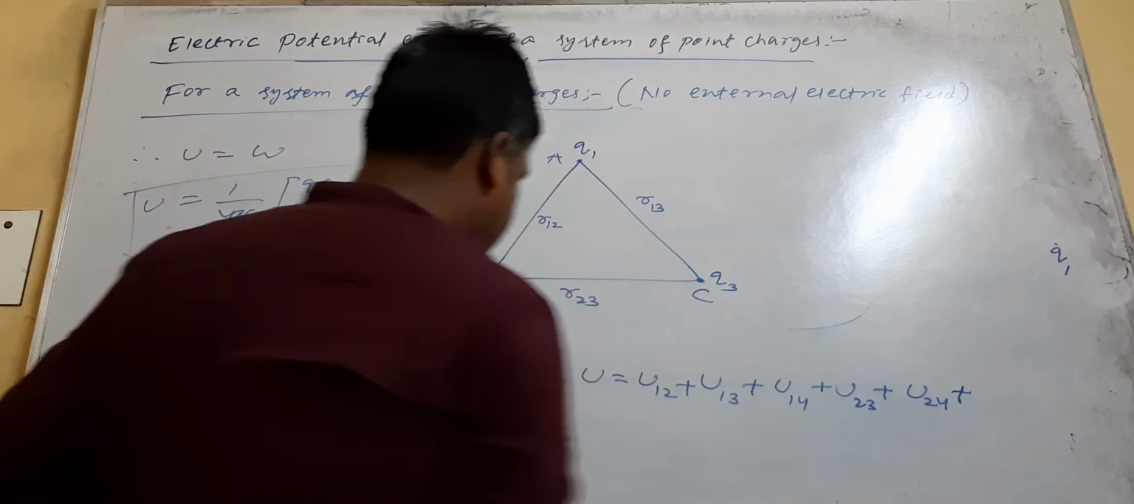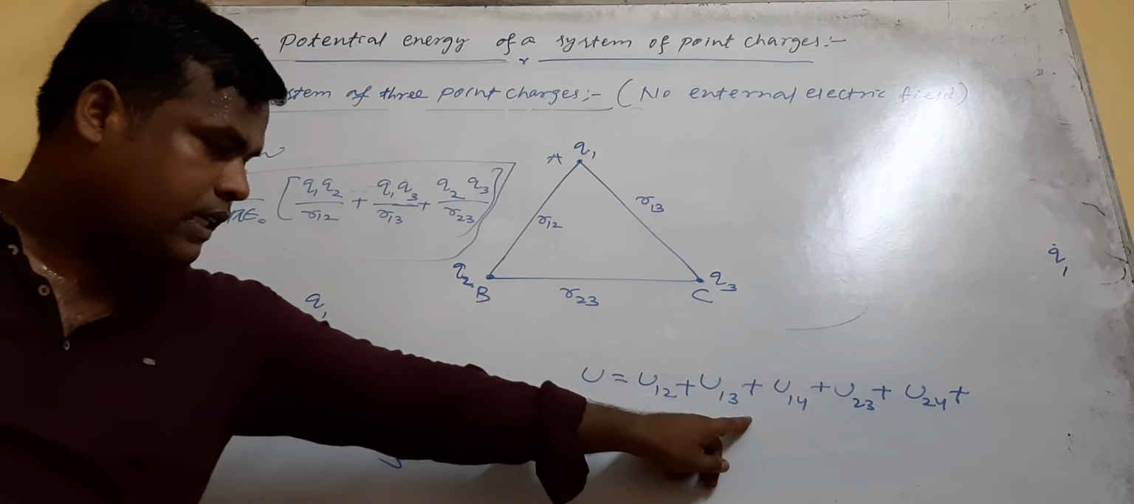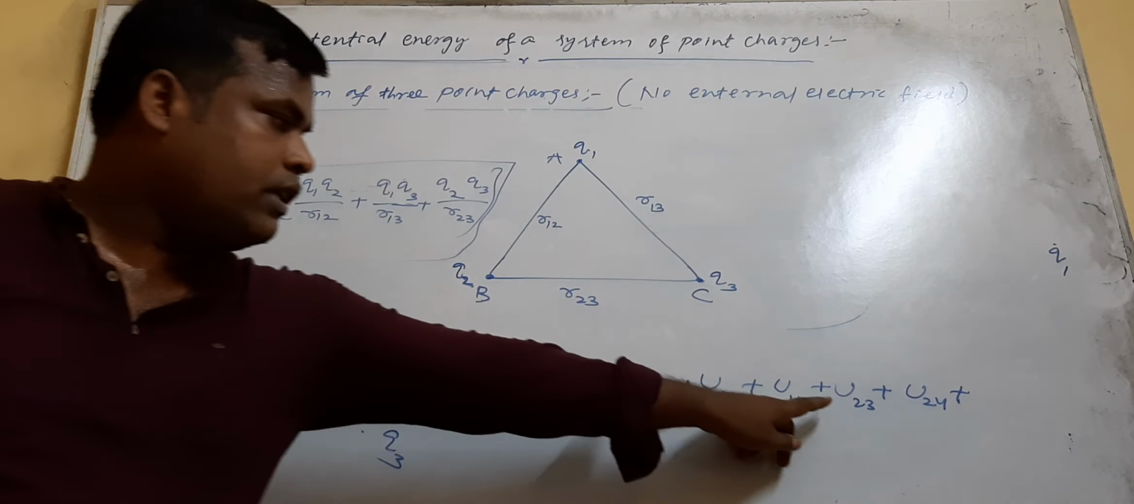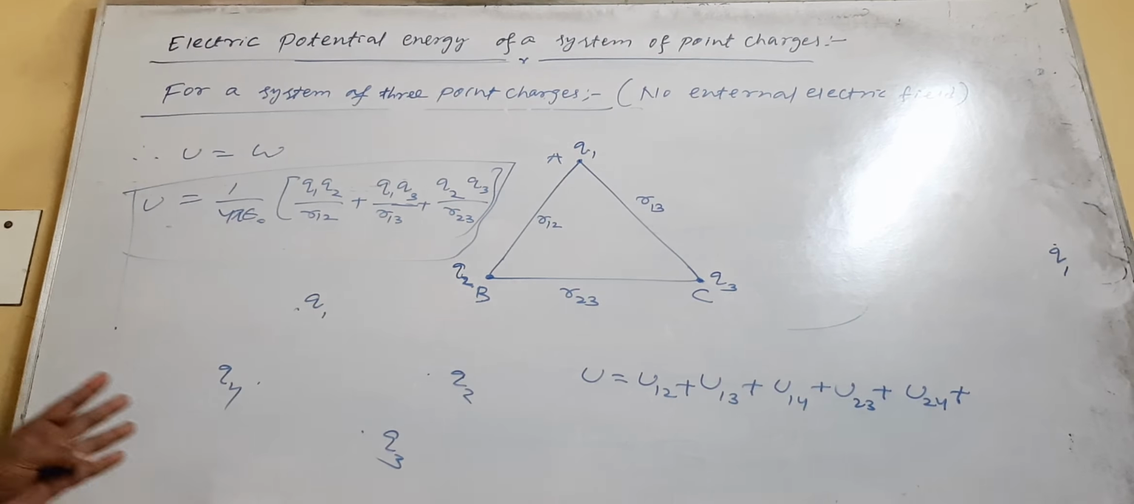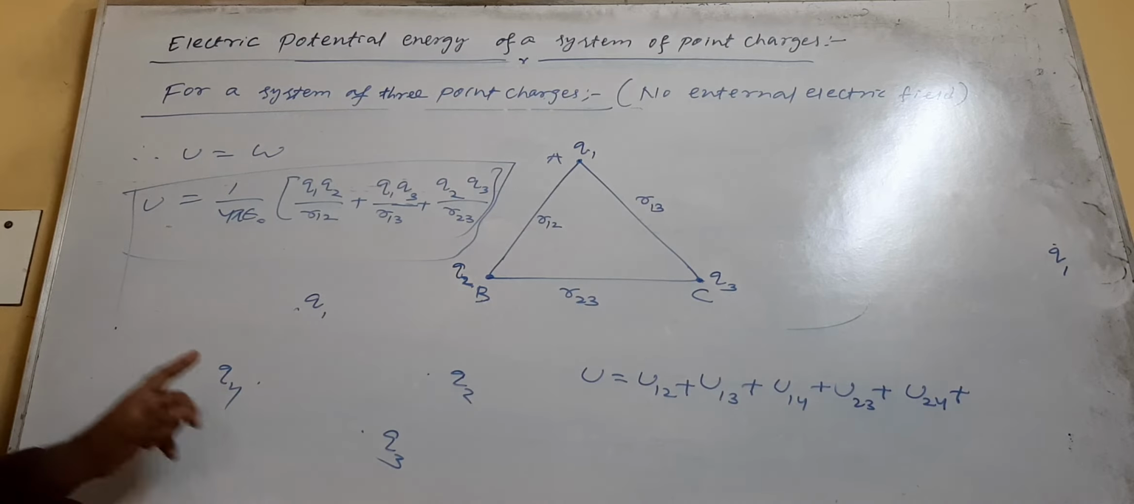Now come to the third charge. U31, already we have taken 13. Then U32, already we have taken U23, you cannot take U32 further. Then U33, you cannot take U33 because a charge cannot exert force upon itself. Then U34.